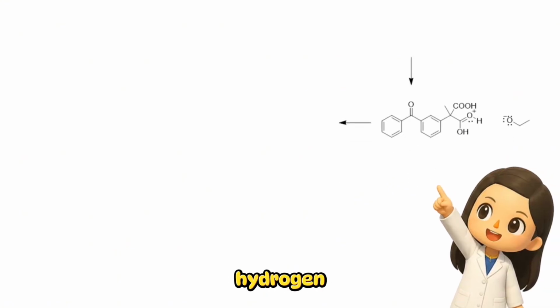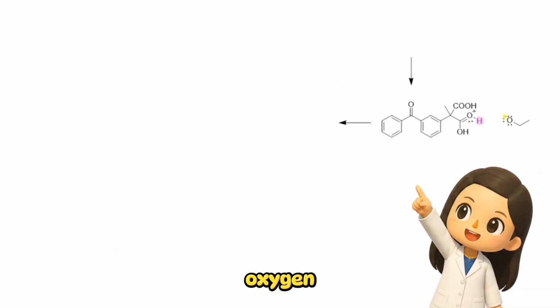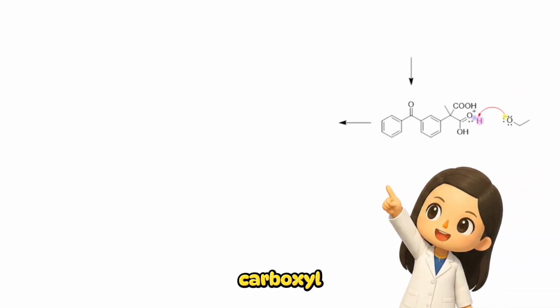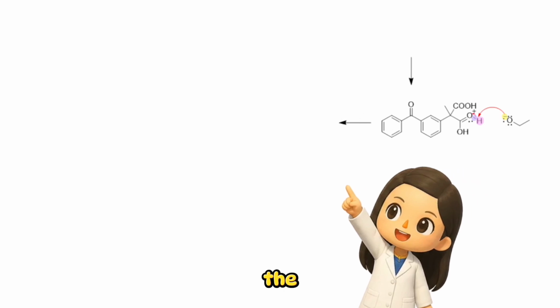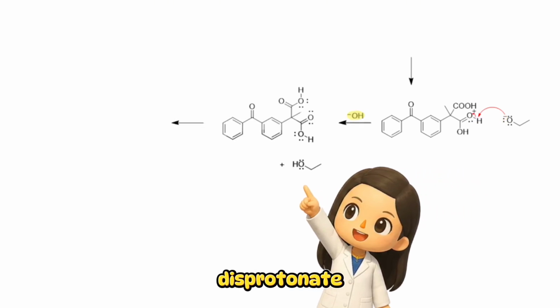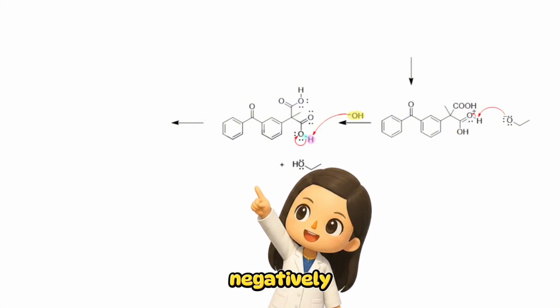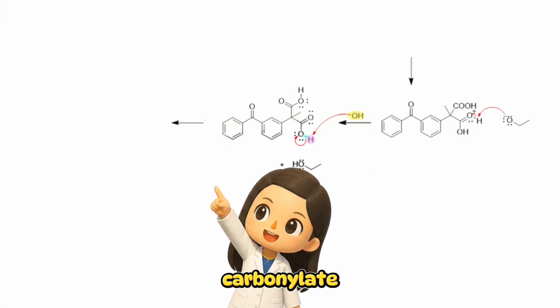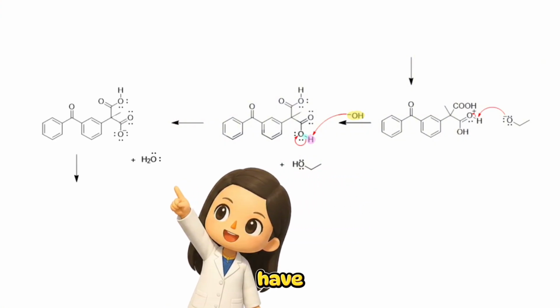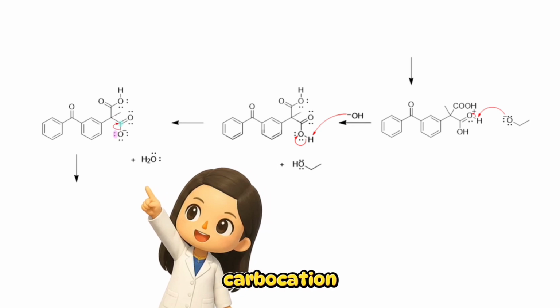These attack the hydrogen of the protonated oxygen, leaving the corresponding carboxylic acid. The carboxyl group is protonated. Oxygen loses its proton, generating a negatively charged carboxylate ion. We have reached the base of the decarboxylation.